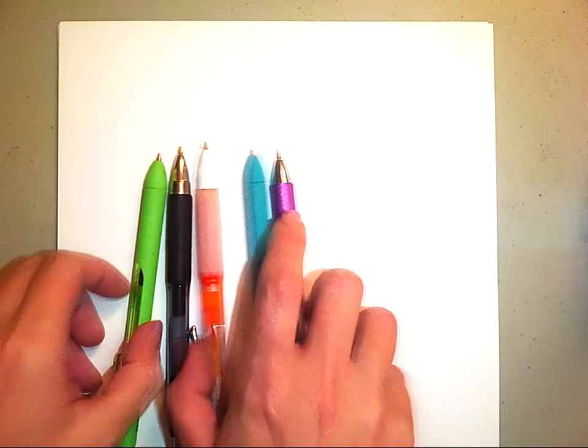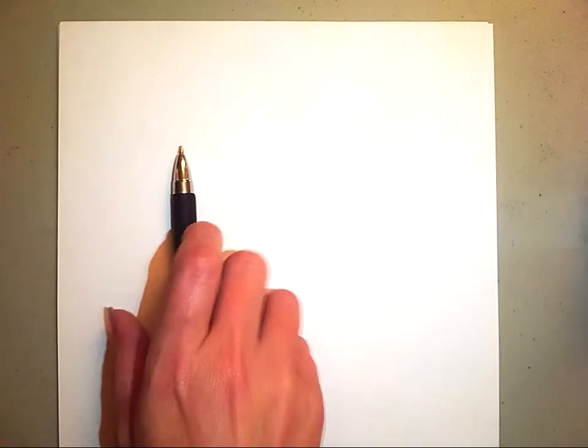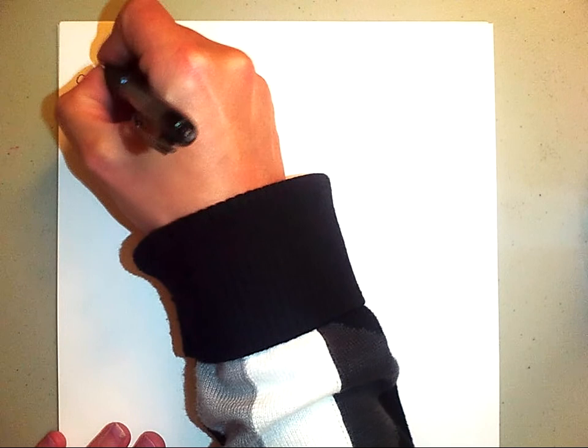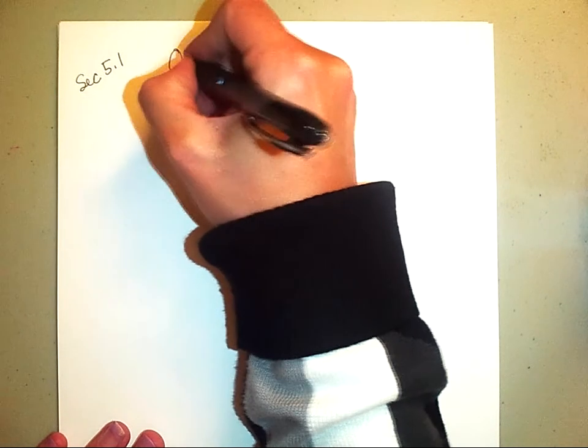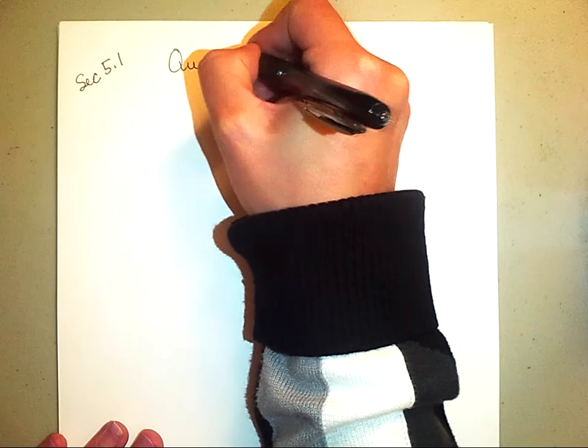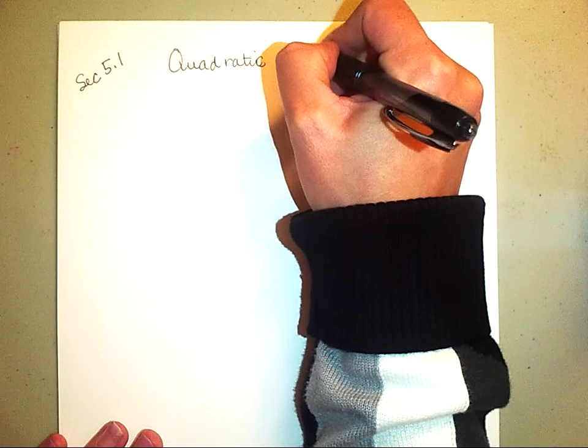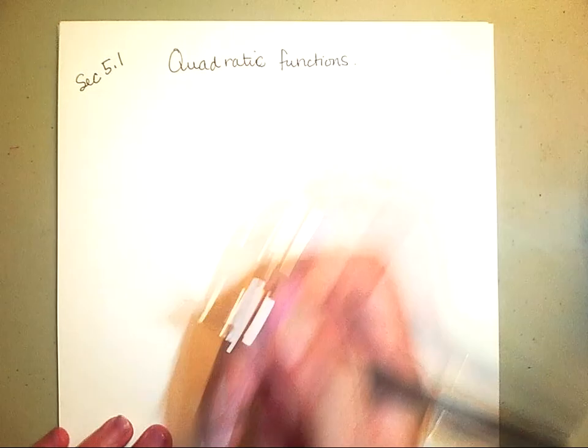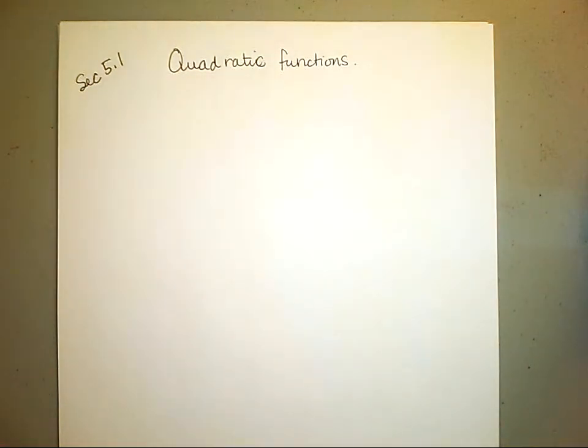Okay, today we start Chapter 5. So in Section 5.1, we're going to talk about quadratic functions. Okay, we already know how to solve quadratics by all sorts of various methods. And now we just want to talk more in depth about the characteristics of parabolas, which come from quadratic functions, and how we can use those to help solve problems.